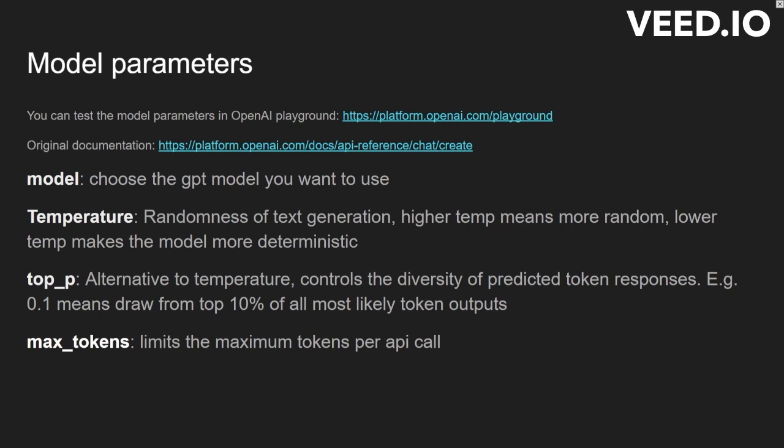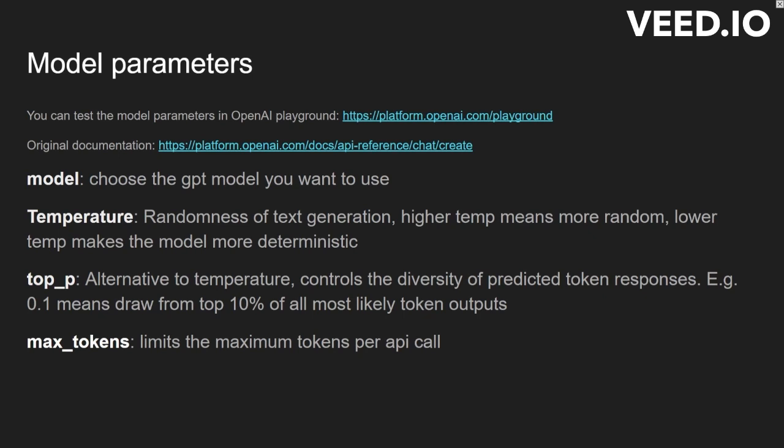Factors such as complexity of capabilities and costs are considered when choosing the model for your app. Next is the temperature setting. This sets the randomness of the model's output. A higher value makes the response more creative and diverse, while a lower value results in more deterministic outputs.